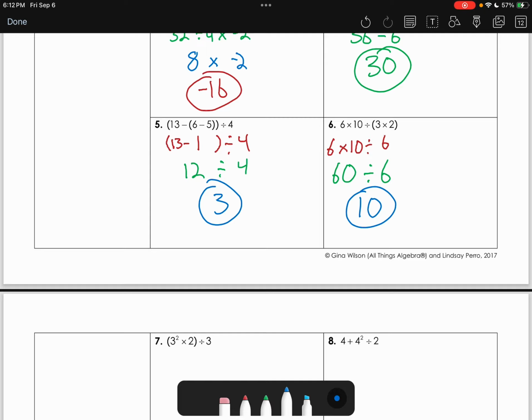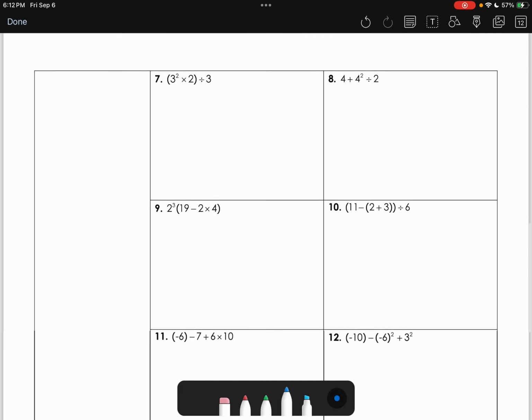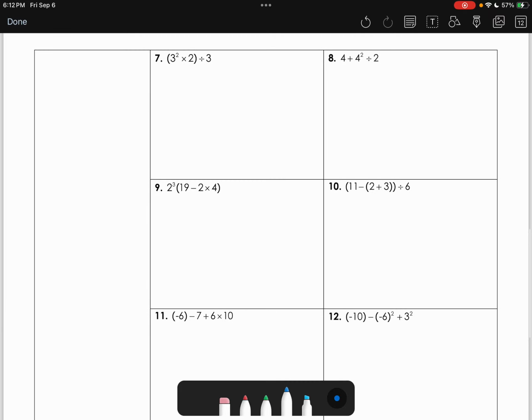Okay, so I need you to just keep moving along again. Just have the video paused, or ask for it to be paused if you need it done.